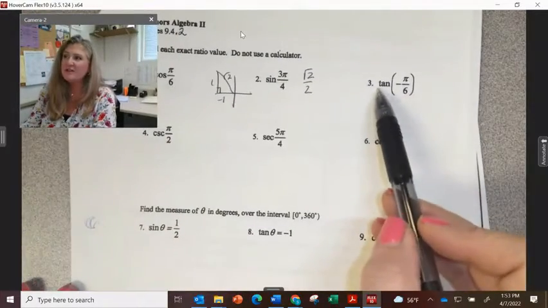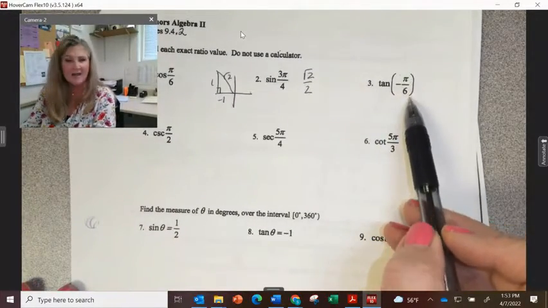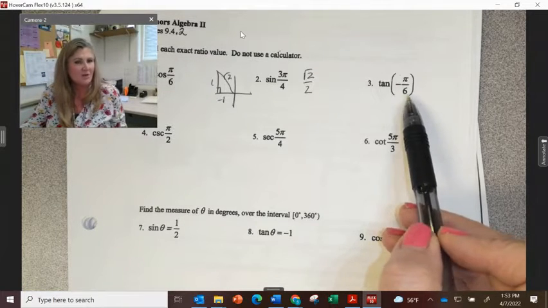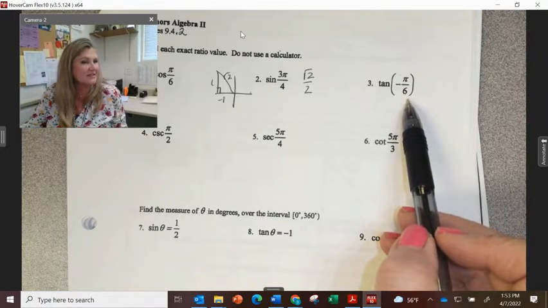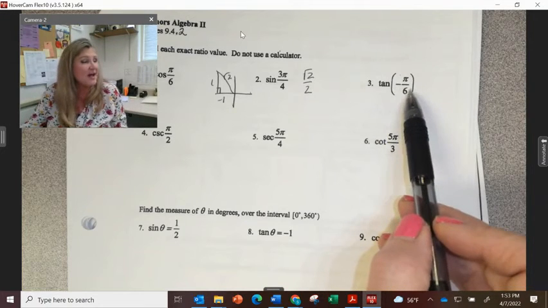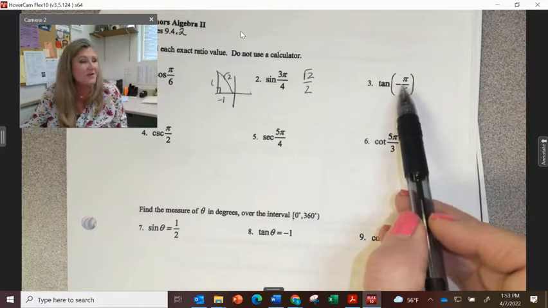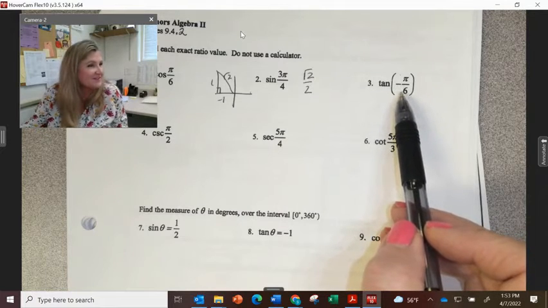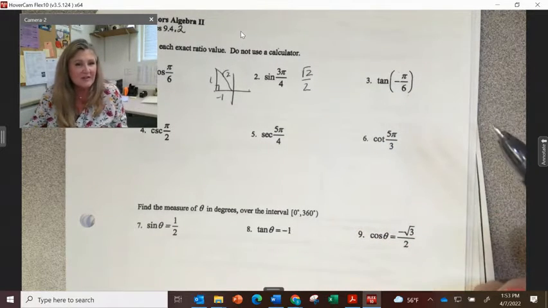All right. What do you think we would do if we're trying to find the sine of negative pi over 6? What is negative pi over 6 the same as? 11 pi over 6. It is, very good. It's 11 pi over 6, and it's also -30, and it's also 330, right? So whatever works best for you.